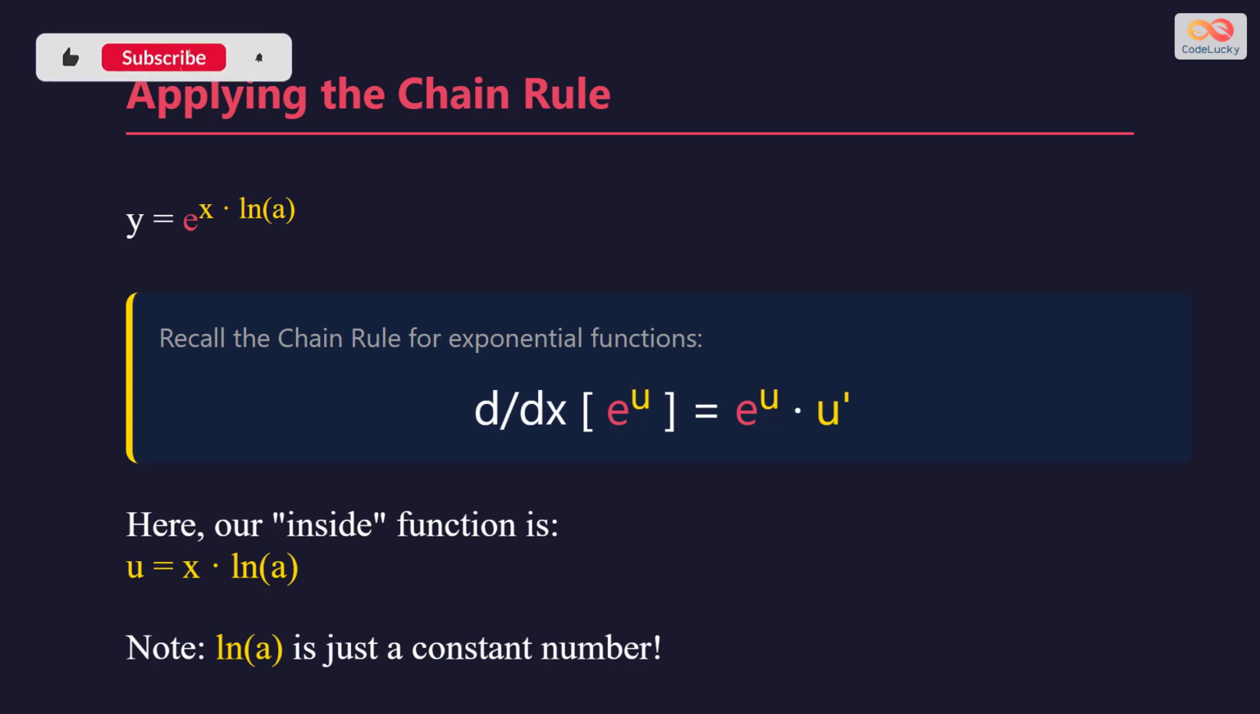Now we have a composite function in terms of base e. We can use the chain rule. We treat the exponent, x times the natural log of a, as our inside function u.